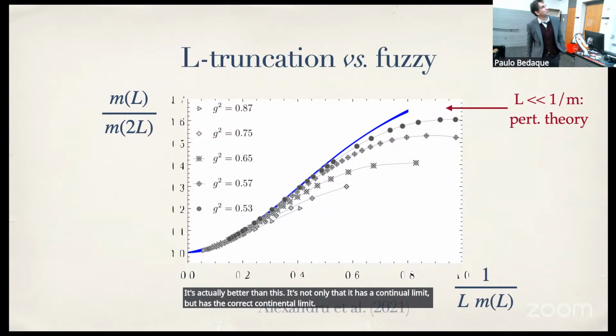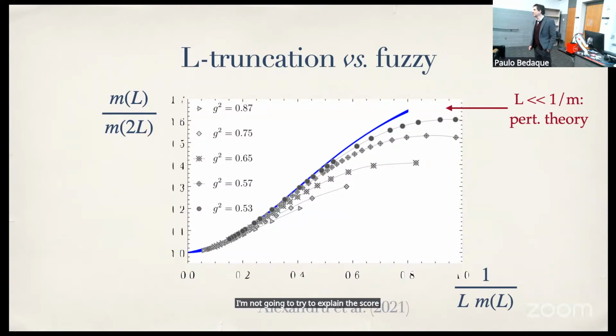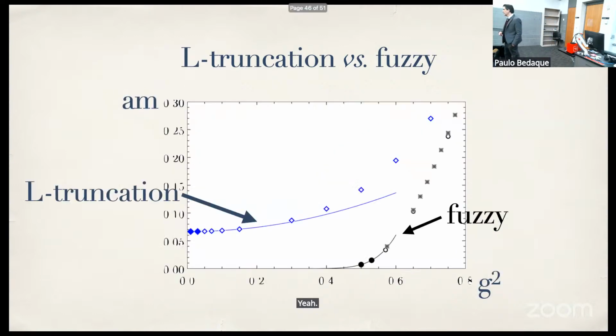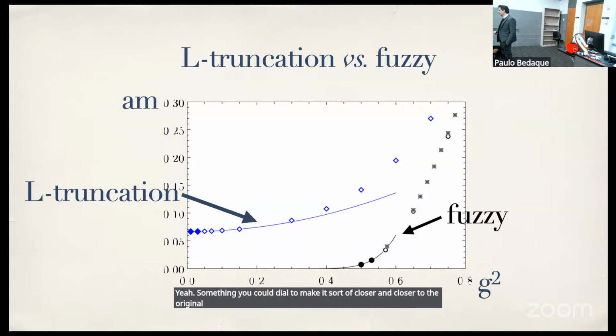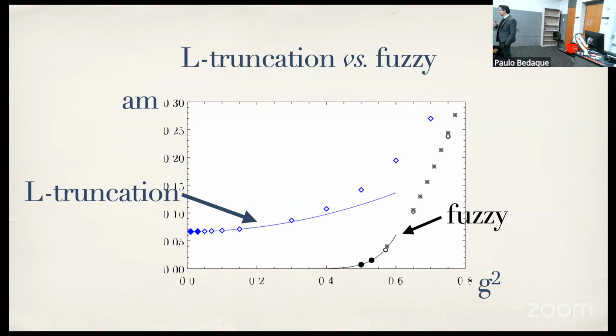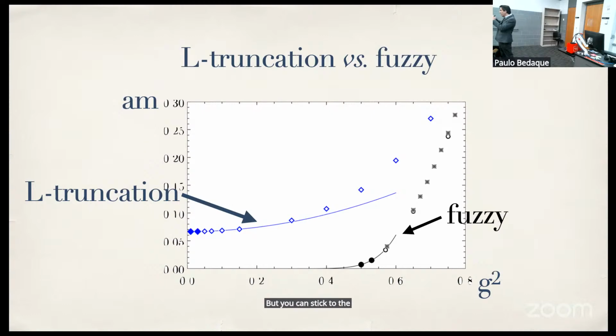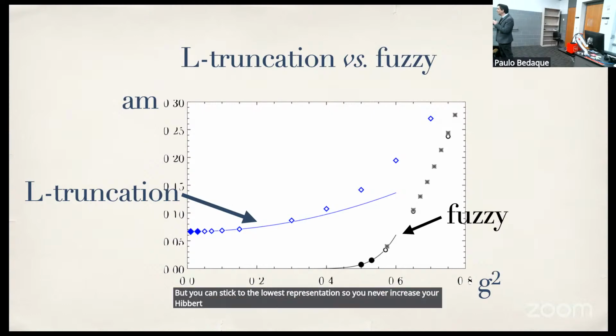I'm not going to try to explain this curve because I think I'm running out of time. So, yeah. Truncations have something you could dial to make it closer and closer to the original rotor. Is there something here you can dial, or no? It's unnecessary. Of course you can. You can take a bigger representation, it's possible, but it's unnecessary, because you can stick to the lowest representation. So you never increase your Hilbert space, you never increase the number of gates, and it works.